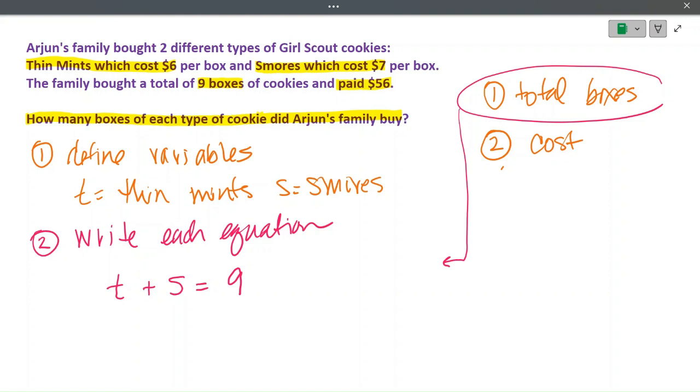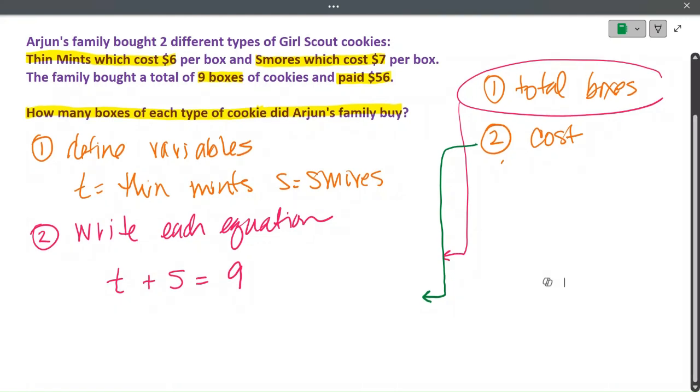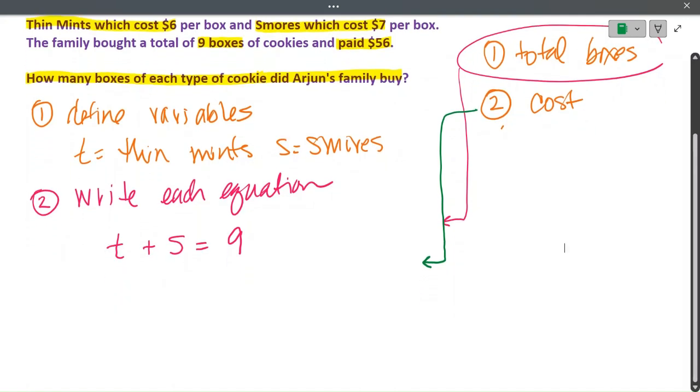Okay. We also then need to write an equation tied to the cost paid because those are our two values that we have to work with. So what we know is every box of Thin Mints is going to cost the family $6 and every box of S'mores is going to cost the family $7. Write an equation around cost. So every box of Thin Mints costs $6. So I'm going to let that be 6 times T.